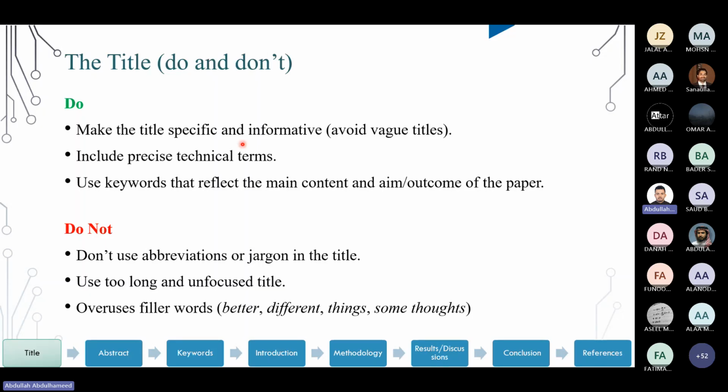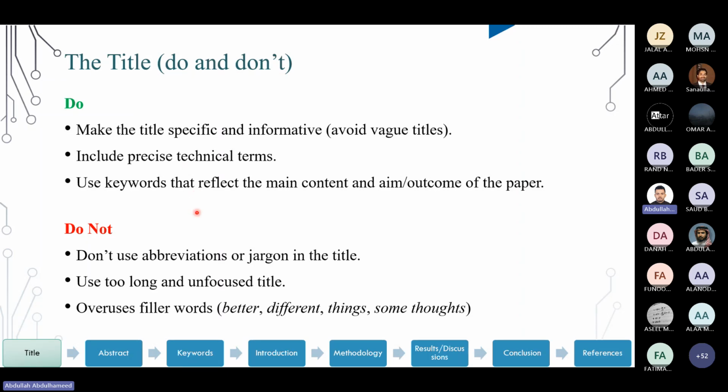Another point, include precise technical terms. I believe most of you are engineers, since you are from KFUPM here. Most of us are engineers, or maybe scientists from a science discipline. So please, some of the terms in your title should be technical. Technical means you mention something about the experiment, the technical things that you have done in your research, to make your title look strong.